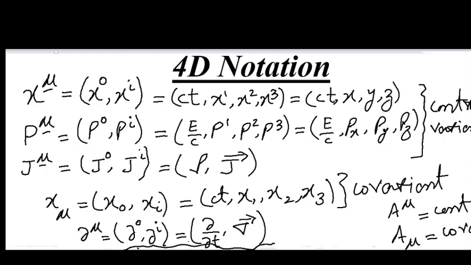These are some common examples of writing different vectors in 4-dimensional notation.